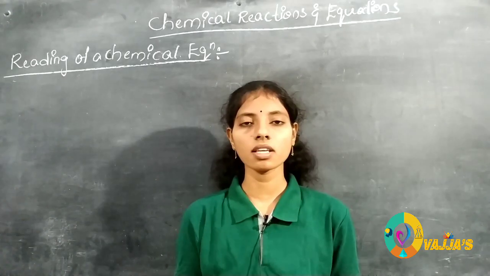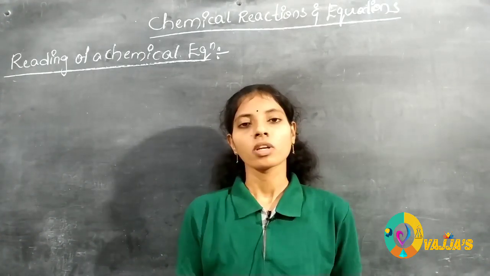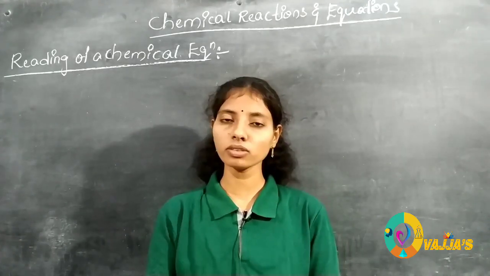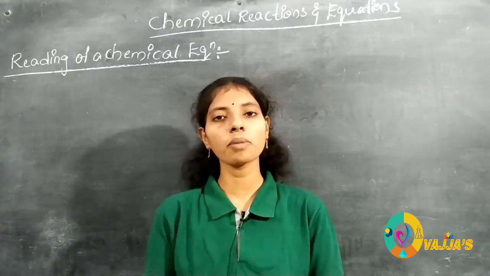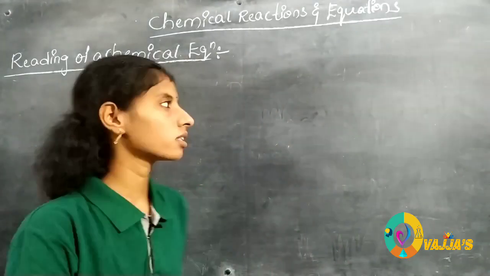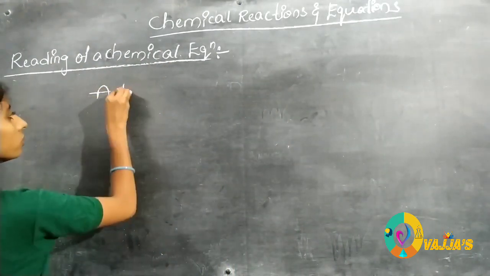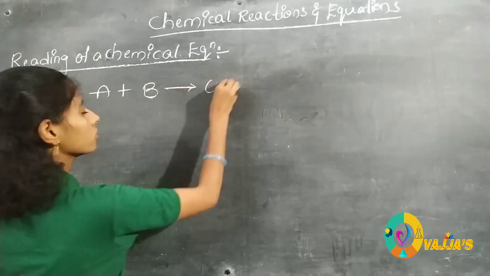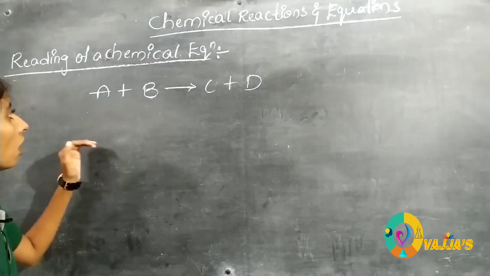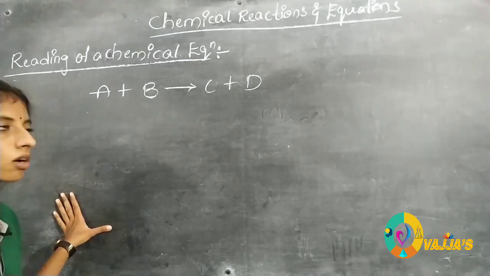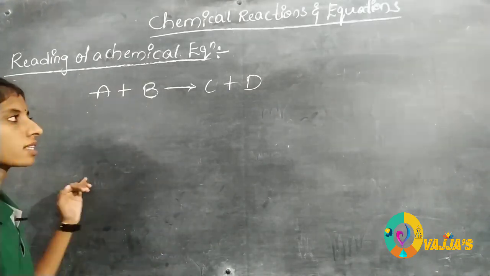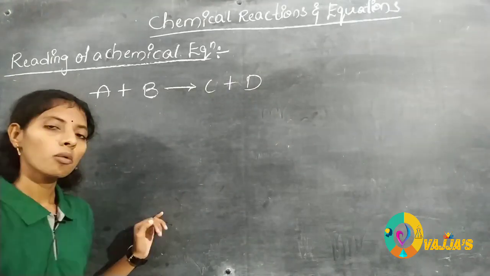Now the topic is reading of a chemical equation. We know that in the language of chemistry, chemical symbols combine to give chemical formulae, and chemical formulae combine to give chemical equations. So if a chemical equation is represented like this, now in this chemical equation we know that on the left hand side we have reactants, on the right hand side we have products. Here we have A and B as the reactants, C and D are the products here.